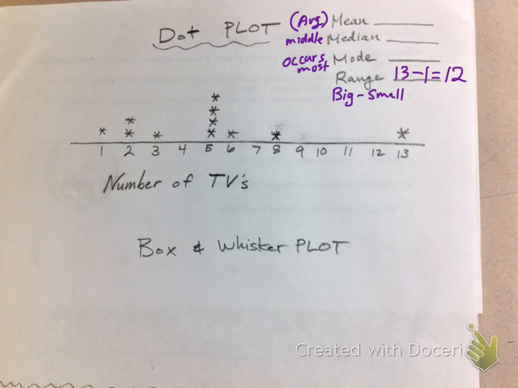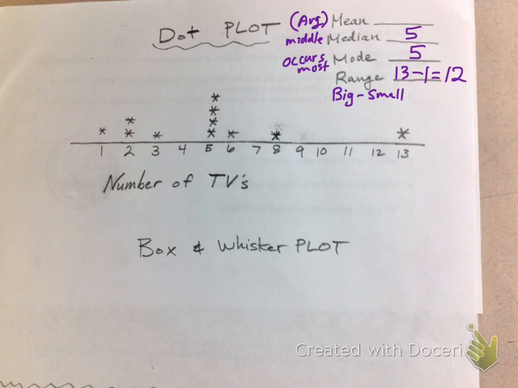Okay, now you think for a minute. What number occurs the most in this dot plot? Obviously 5. It occurred 4 times. The middle number. Let's see. Let's cross off till we get to the middle. Looks like it's this one right here. 5.